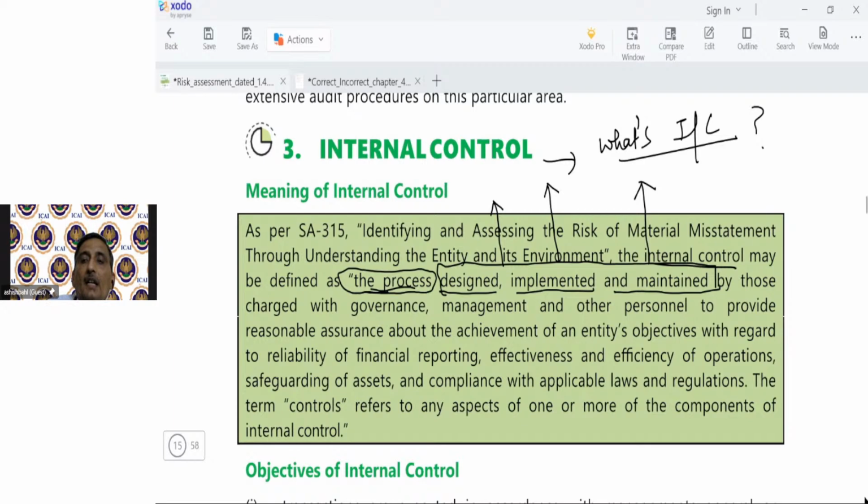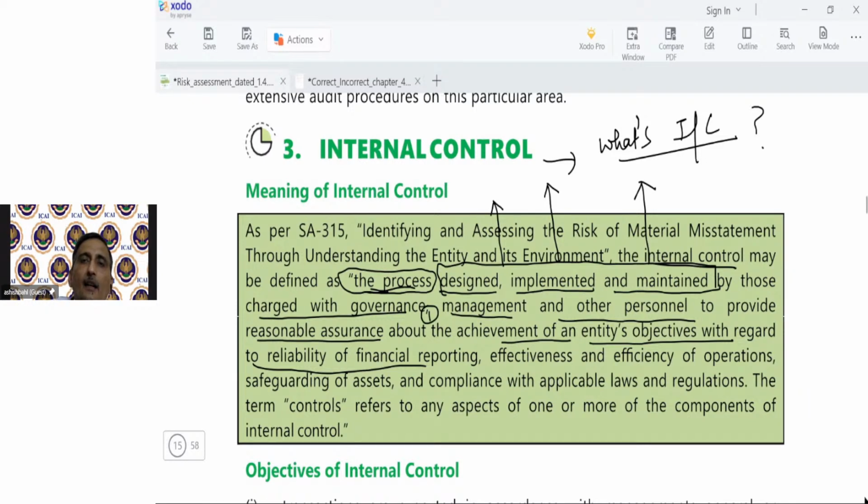So internal control is a process designed and implemented by management, those charged with governance and other personnel to provide reasonable assurance about what? Four things. Now this definition talks about four things. The first thing is about the achievement of the entity's objectives with regard to reliability of financial reporting.